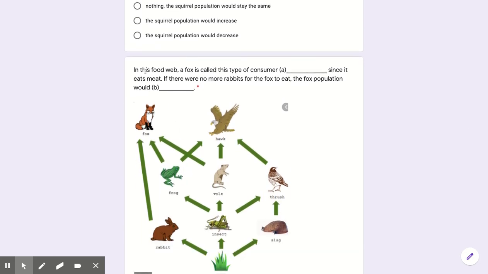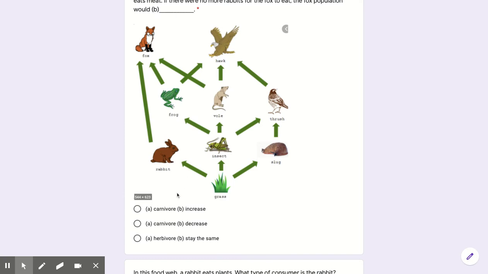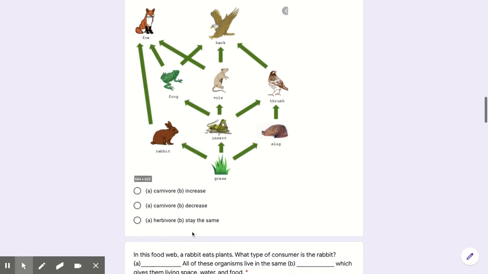Question 8. In this food web, a fox is called this type of consumer, blank, since it eats meat. If there were no more rabbits for the fox to eat, the fox population would blank. There are two answers. Is it carnivore and increase? Carnivore and decrease? Herbivore and stay the same?